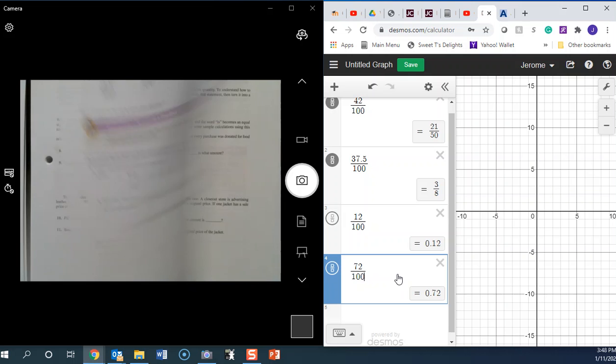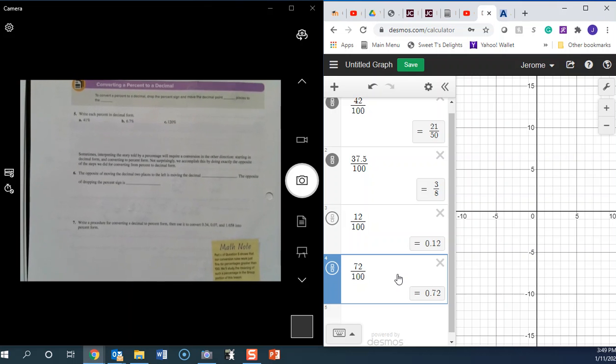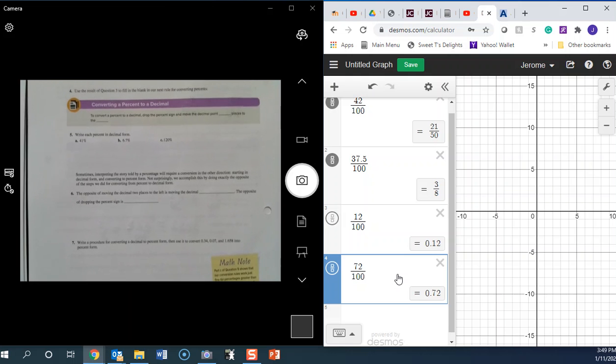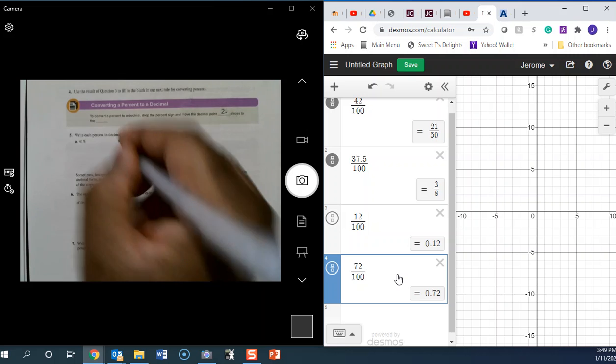Now, we move on to the next page. It says for number 4 here, use the result of question 3 to fill in the blank in our next rule for converting percents. It says to convert a percent to a decimal, drop the percent sign and move the decimal point 2 places to the left.